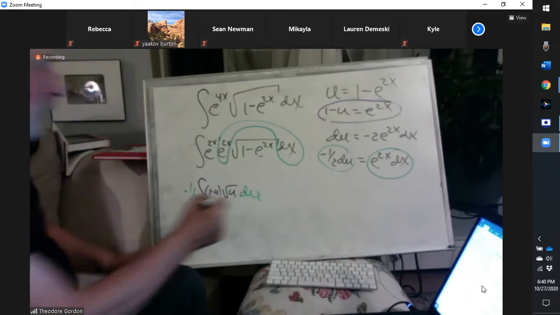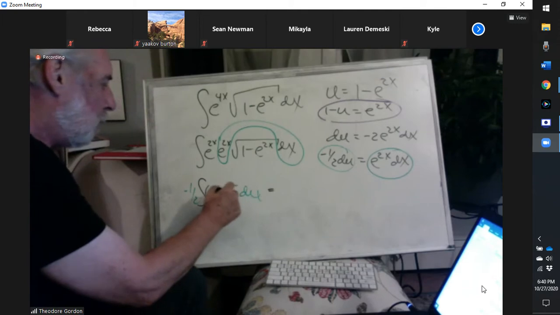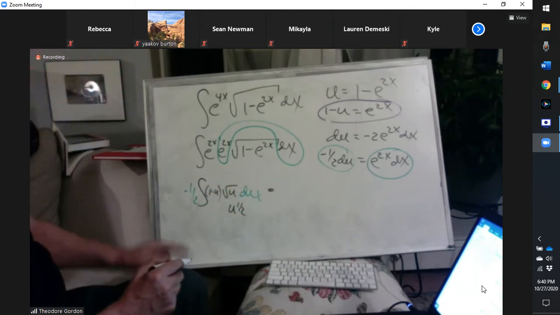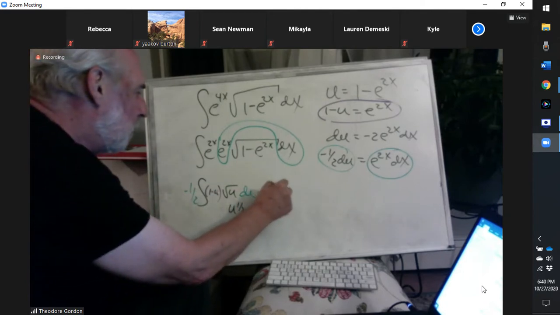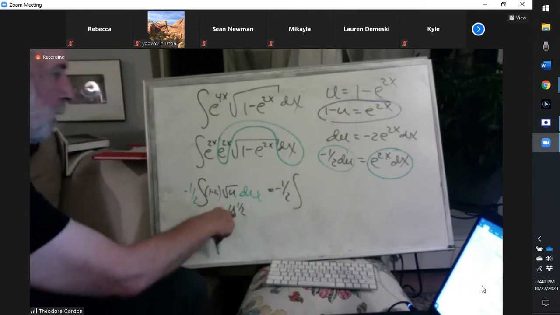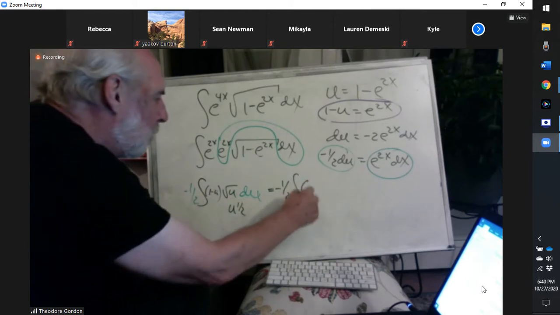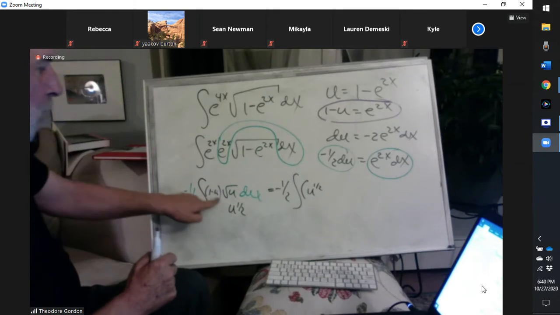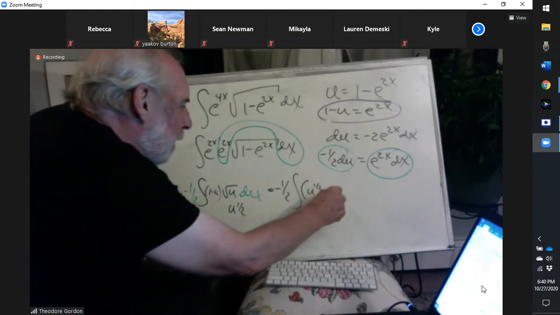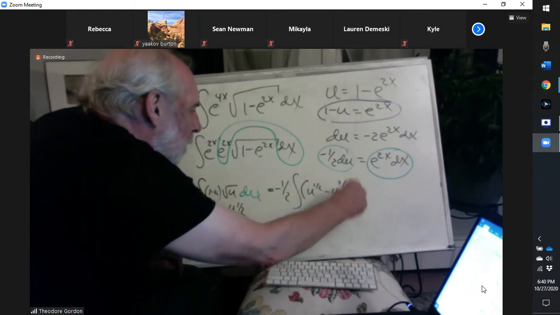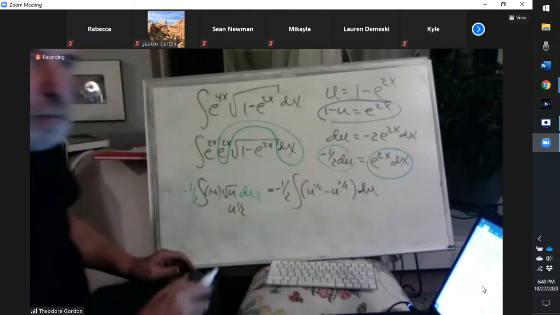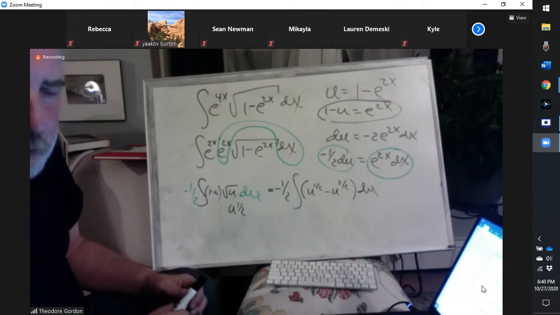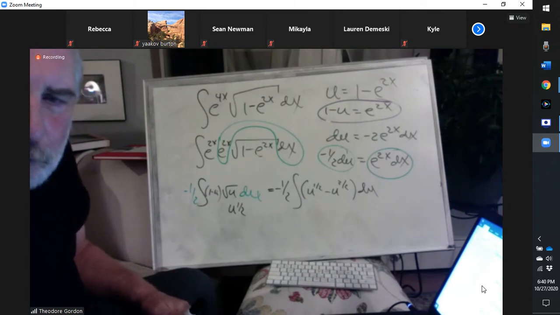So all of this becomes this. Now, u times the square root of u is u to the 1/2 times u. So I'm going to multiply it through. We get negative 1/2 integral u to the 1/2 times 1 is u to the 1/2. And then u to the 1/2 times u gives me minus u to the 3/2. All of that. I'm just going to pause there for a second and see if there's any questions.